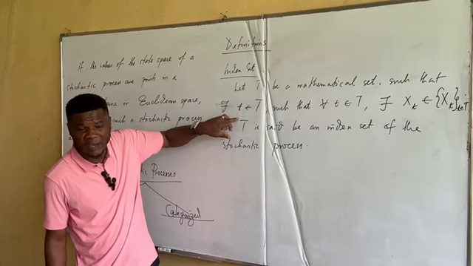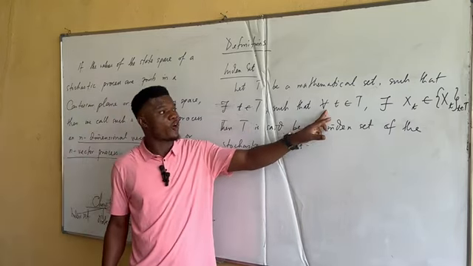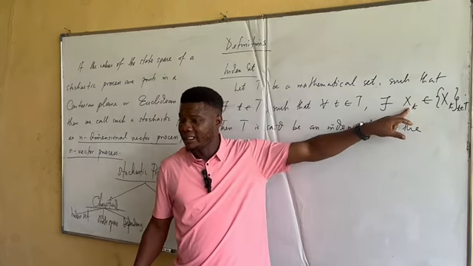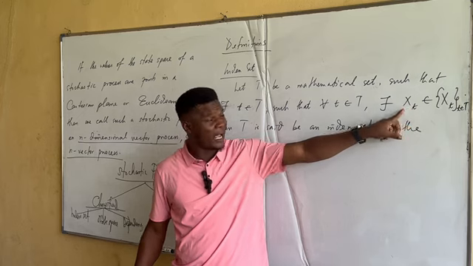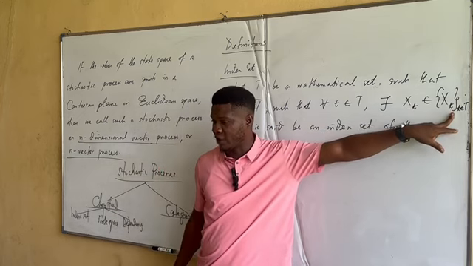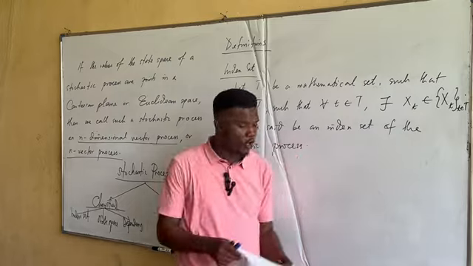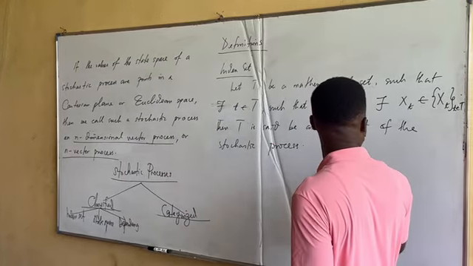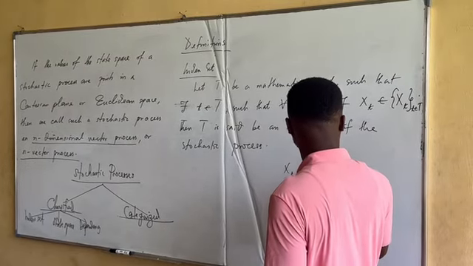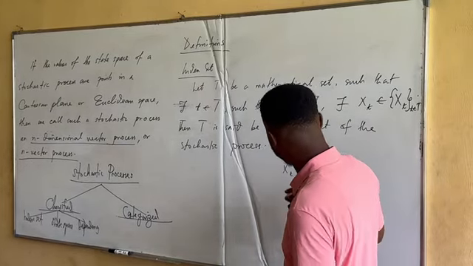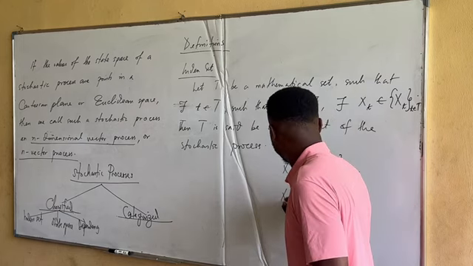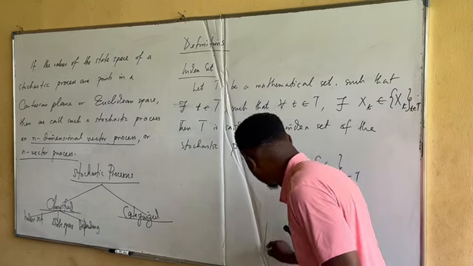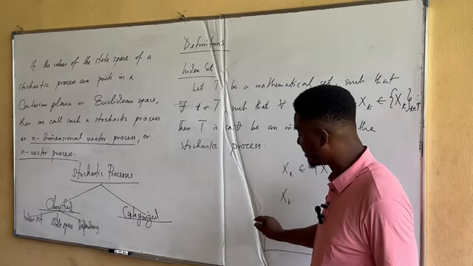If we draw small t values from capital T, such that for every small t value that is a member of capital T, there exists a random variable x_t that is a member of the stochastic process, this being a member of T. So it means that x_t can take values if it's a real line, that is, if our T is a real line.